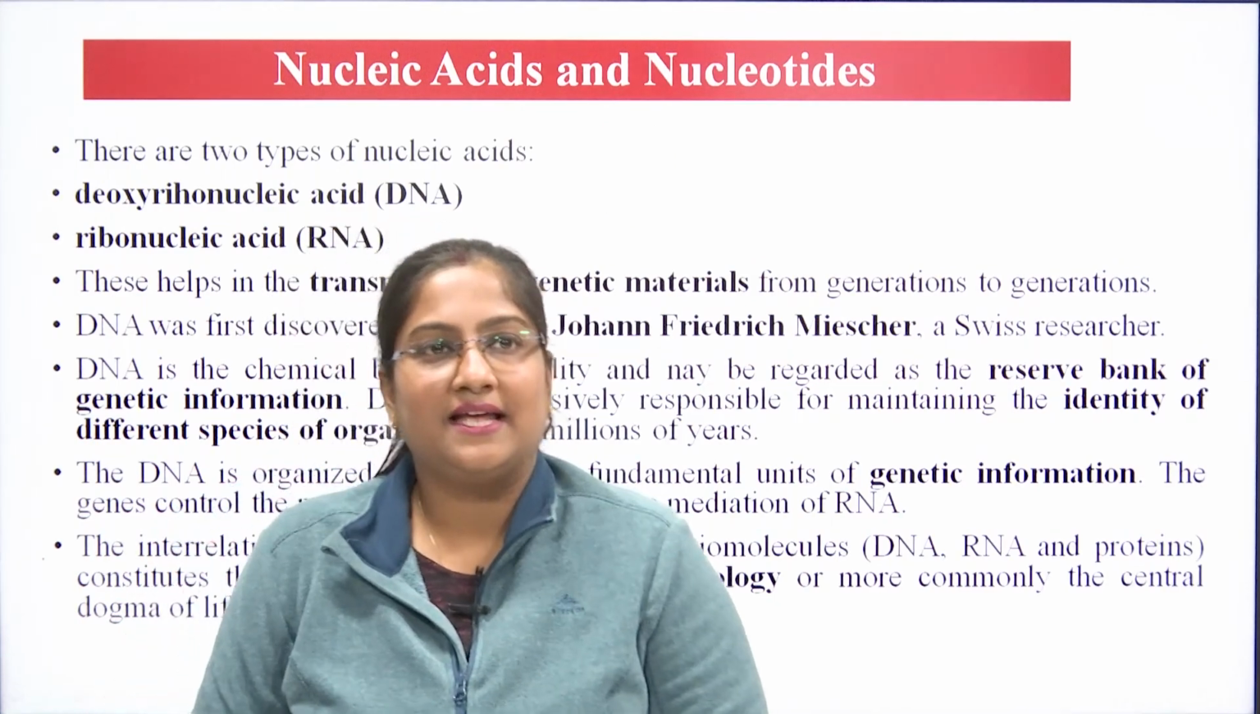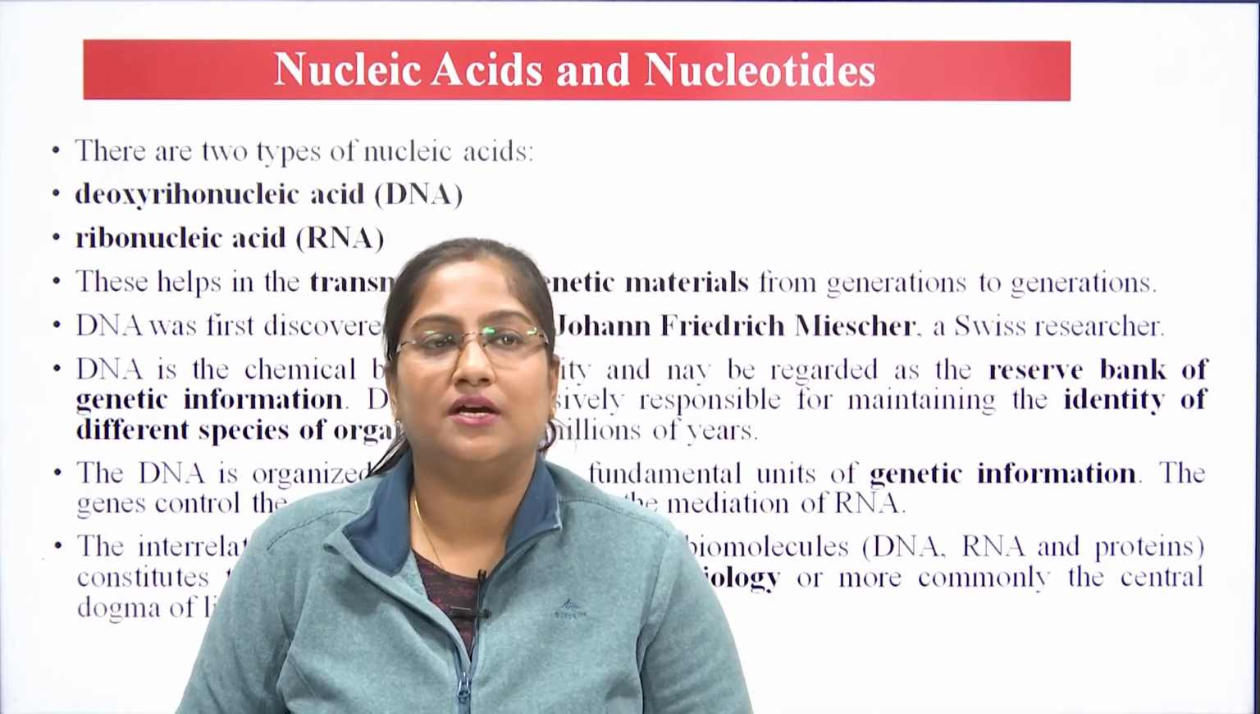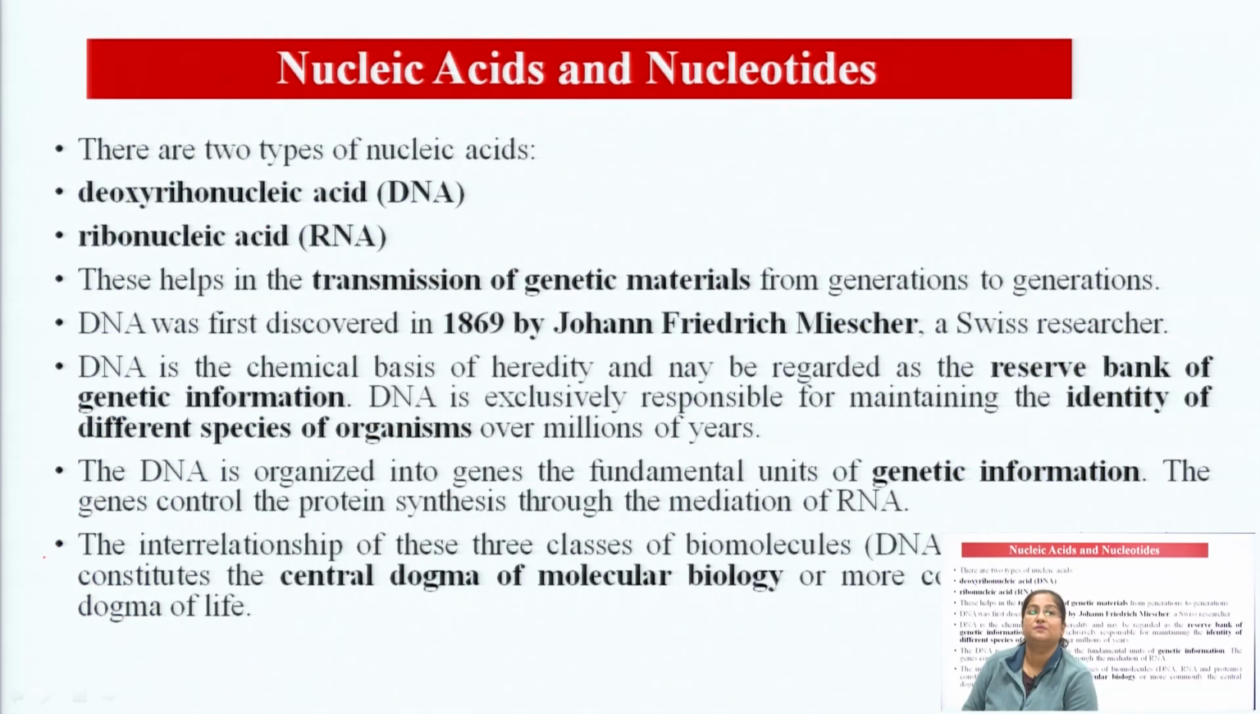So, first of all, nucleotides and nucleic acid. What is the difference between nucleic acid and nucleotides? DNA and RNA are the nucleic acids, and when they are combined with a phosphate moiety and a sugar moiety, they become nucleotides. So, deoxyribonucleotide is DNA and ribonucleotide is RNA. Deoxyribonucleic acid is DNA and ribonucleic acid is RNA.